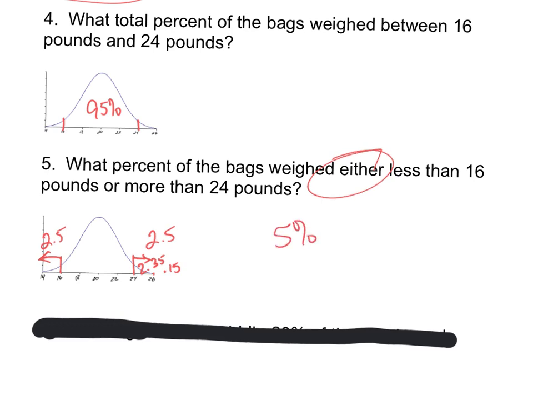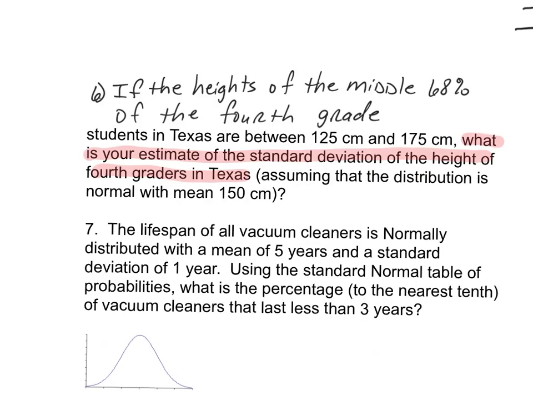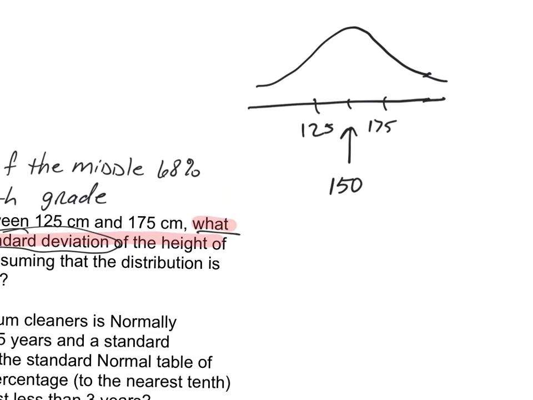get 5%. On question number 6, if the heights of the middle 68% of the 4th grade students in Texas are between 125 centimeters and 175 centimeters, what is your estimate of the standard deviation of the height of 4th graders, assuming that the distribution is normal with a mean of 150? Well, on that problem, you sketch it. Here's 125 and 175. We know that they are 68%. That indicates the first standard deviation. I know the distance in the middle is going to be 150, but that's not what it's looking for. It's looking for the standard deviation, the distance from here to here. So that distance is going to be 25 centimeters. Notice I use the units of measurement on this.